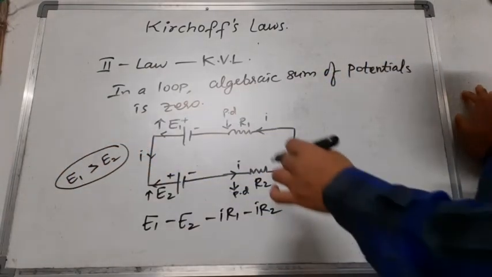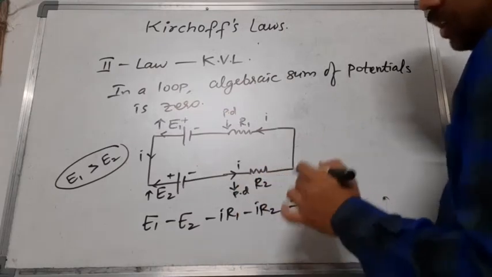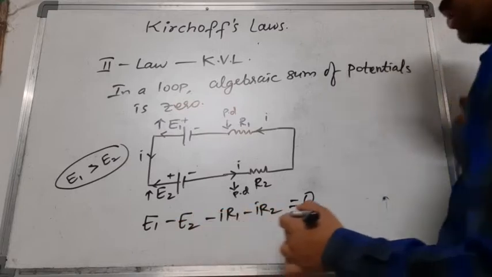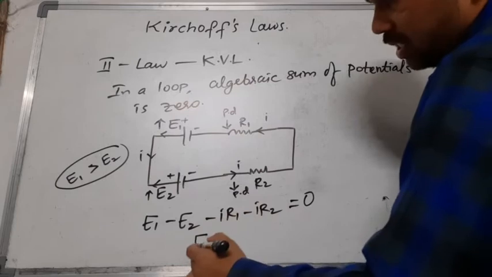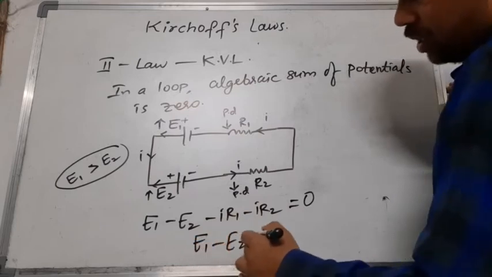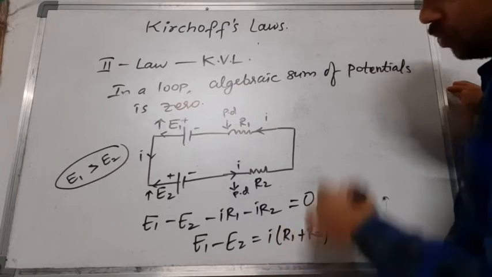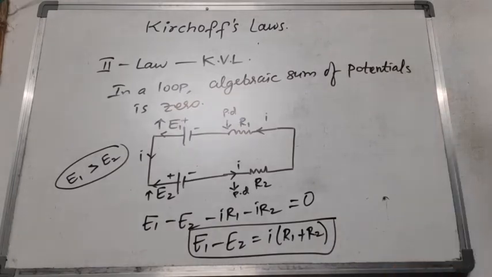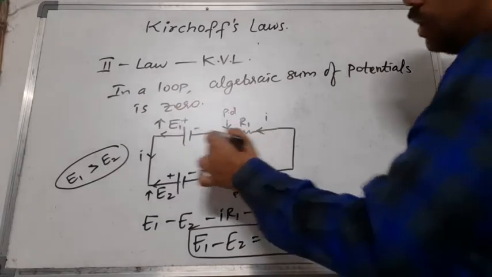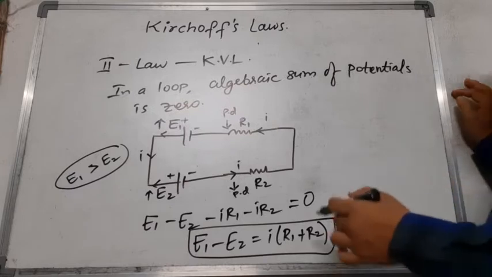Now this must be equal to 0. This is our equation. E1 minus E2 minus IR1 minus IR2 equals 0. We can rewrite this as E1 minus E2 is equal to I of R1 plus R2. This is the equation we got from Kirchhoff's voltage law. This is a loop, here only one loop is there. Like this we can write Kirchhoff's law.